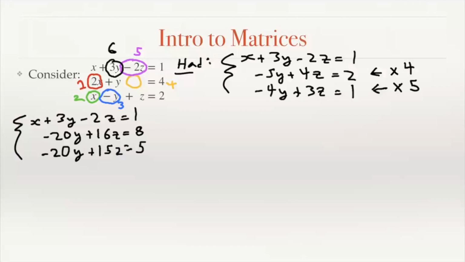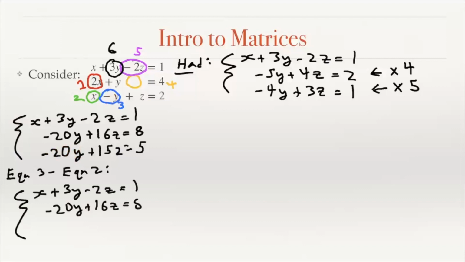And now that we've multiplied equation 2 by 4 and multiplied equation 3 by 5, now we can just do a simple subtraction, and we can complete step 3. So now we'll do equation 3 minus equation 2. And when we do that, 20y minus 20y goes away, eliminating this just like we want. So equation 3 minus equation 2, those go away. 15z minus 16z is negative z, and 5 minus 8 is minus 3.